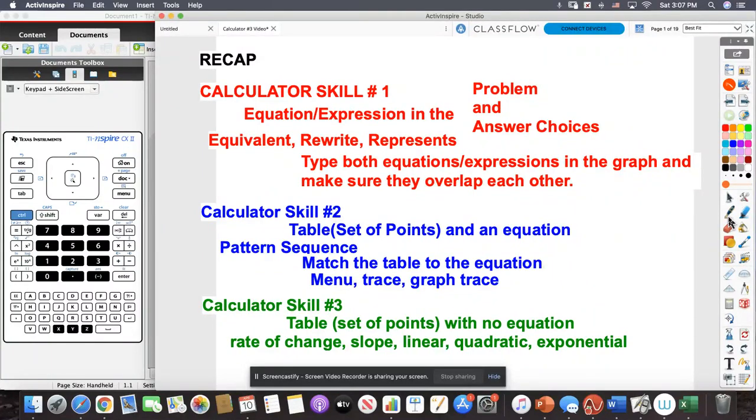Hello, welcome back for Calculator Skill 3. Hopefully you've already been through 1 and 2. If you haven't mastered both of those yet, you'll need to go back and do that.